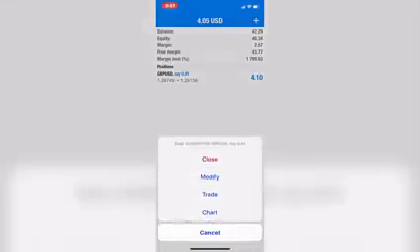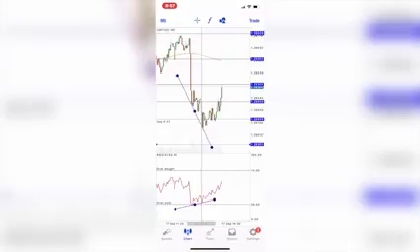Let's go back to the chart. We'll close this one out manually so I can get into the explanation of what we did and why we did what we did. I'm going to break down the levels, break down everything. All right, so let's go ahead and close that one out in profit.